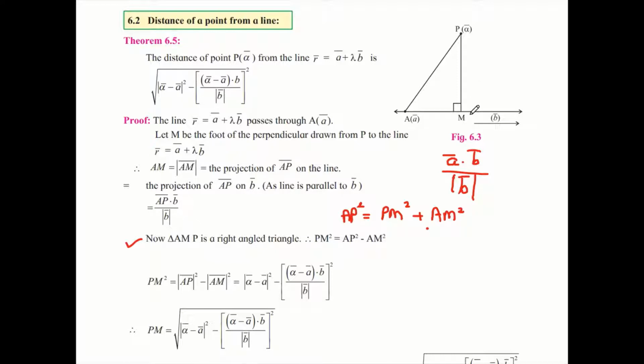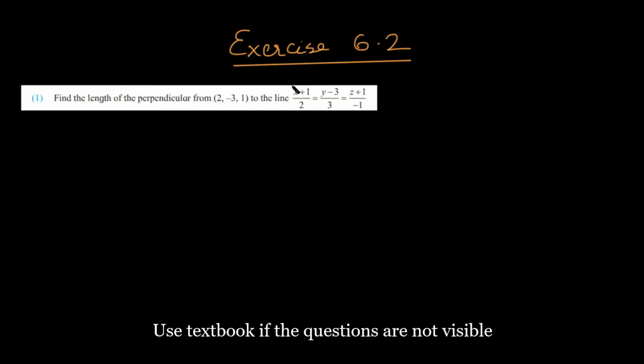So next we are going to begin with exercise 6.2. So now we come to exercise 6.2. Let us see which sums deal with the concept of distance of a point from the line. The first sum of the exercise: find the length of the perpendicular from (2, -3, 1) onto the line (x + 1)/2 = (y - 3)/3 = (z + 1)/(-1). So in this case, suppose P is a point.